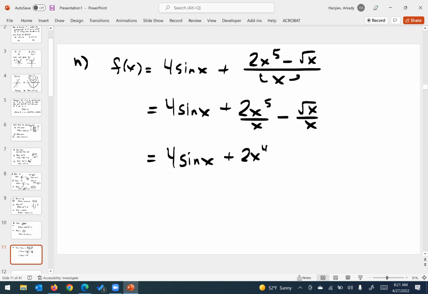Just subtracting, right? 5 and 1. That's good enough. How about this one? Square root of x and the x. Right, technically it's this right here over that right there, and we do a subtraction. You guys tell me, anybody?